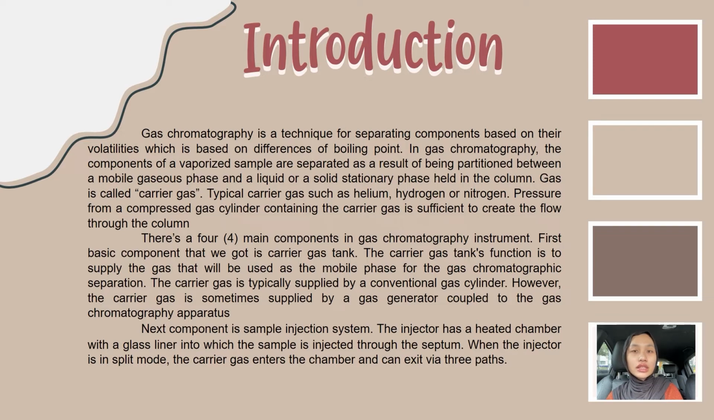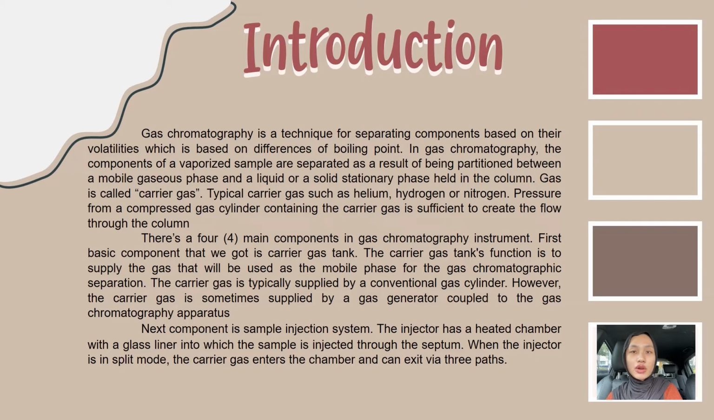Gas is called carrier gas. Typical carrier gas such as helium, hydrogen or nitrogen. Pressure from a compressed gas cylinder containing the carrier gas is sufficient to create the flow through the column. There's four main components in gas chromatography instrument.